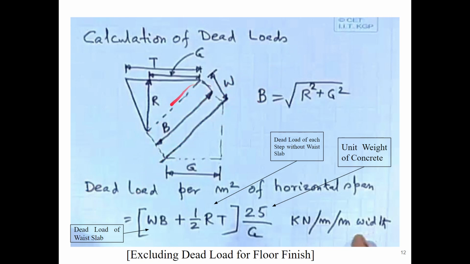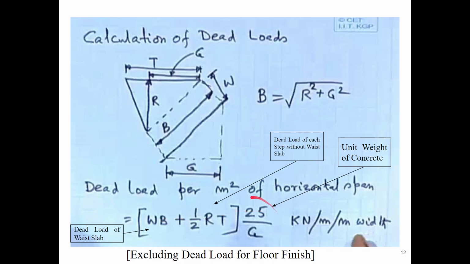This value will be nothing but, according to Pythagoras, the square root of r square plus g square. That is what is written here. This is used for finding the dead load of each step without the waist slab, only this rectangle portion. And there is one more load, if it is given, that is the dead load for floor finish. That may or may not be taken into account in the calculation, but these two loads are a must.